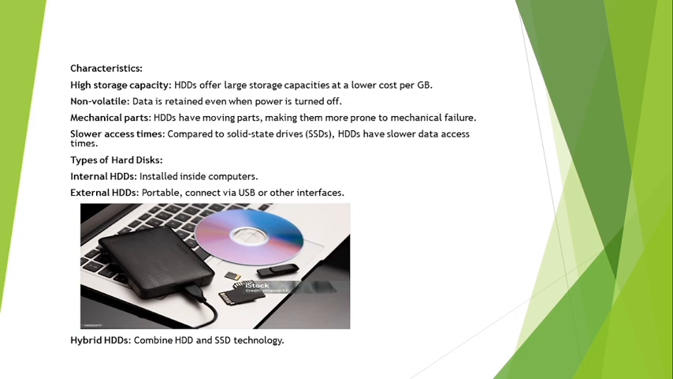Let's look at the types of hard disks. We have the internal HDDs, which are installed inside the computer. Here is an image of the external HDDs, which are portable and connect via USB or other interfaces. This is the image of the external hard disk, and this is the memory card, this is a flash drive, and this is a compact disk.